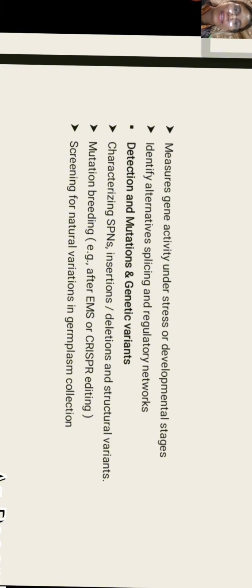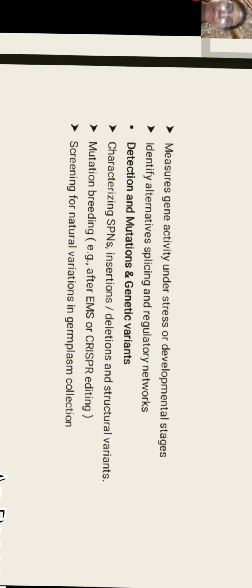Next is identifying alternative splicing and regulatory networks. Means a plant can cut and join one gene in different ways, making different proteins from the same gene. And scientists also study how genes work together and control each other.